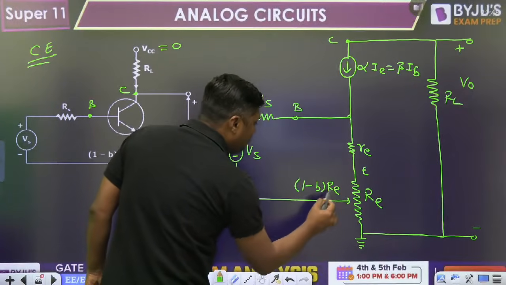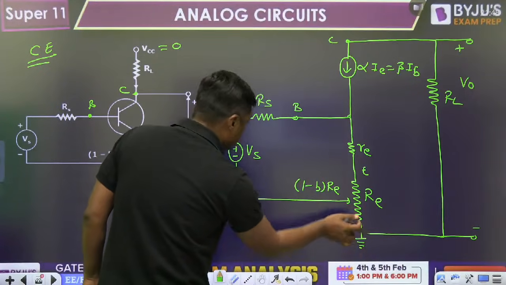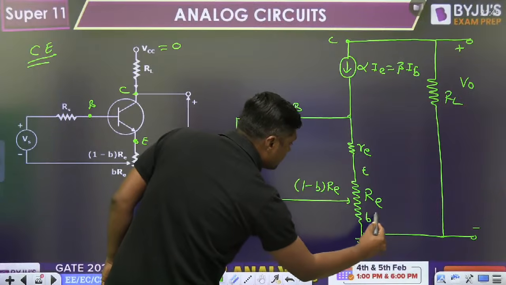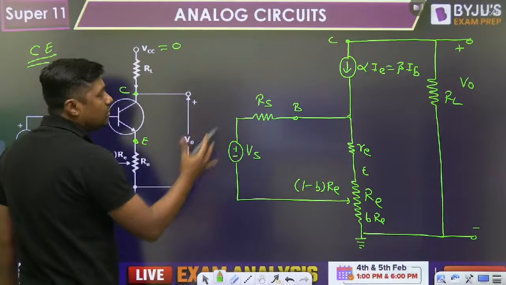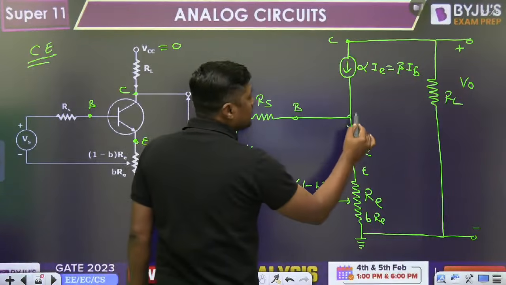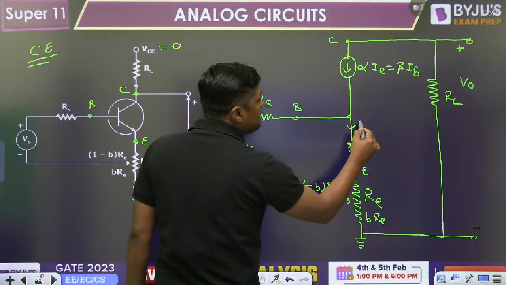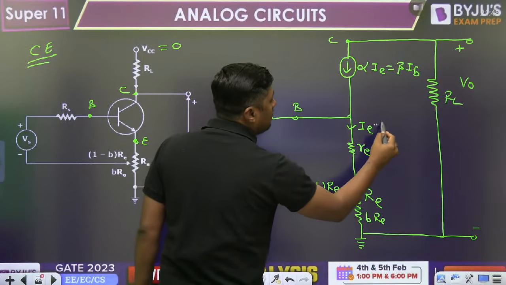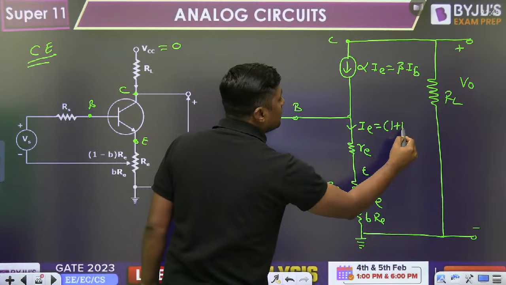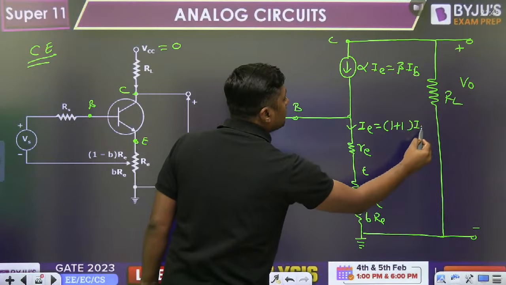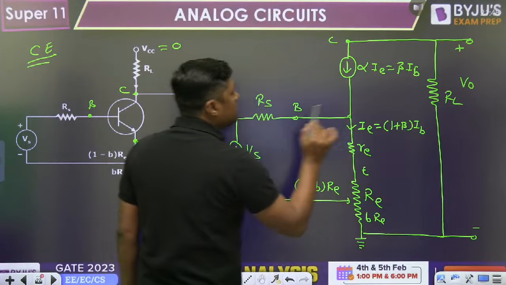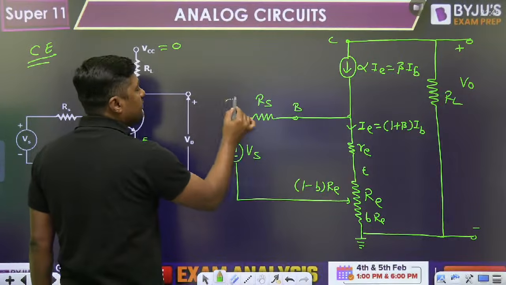Now, what is the value of b? No need to consider this one. This is the bRE. Right. Now, what is the current here? This current is IE, and IE is nothing but 1 plus beta times IB. And what is the current here? Base current IB.